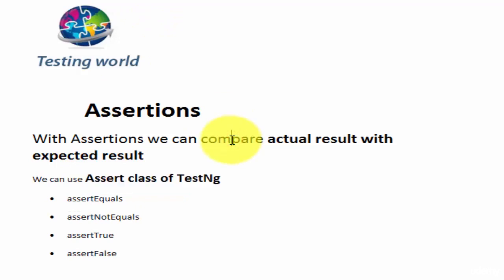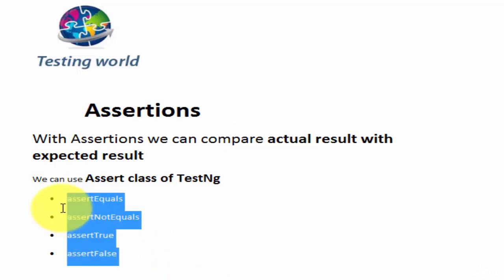We have different types of assertions, but the commonly used assertions are assert equals, assert not equals, assert true, assert false. We have many more assertions, but these are the common assertions.